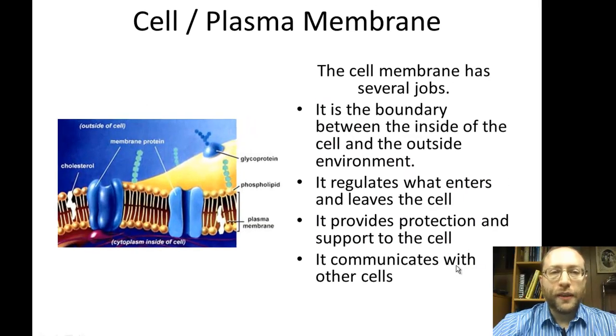Next organelle has two names, cell membrane and plasma membrane. They're just synonyms. They mean exactly the same thing. And it is sort of like the skin of the cell. It is the outer part. It's the boundary between the inside of the cell and the outside of the cell. So basically, it keeps what's supposed to be inside, inside, what's supposed to be outside, outside.